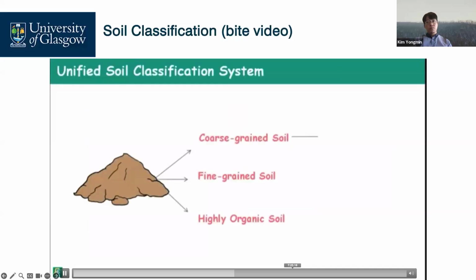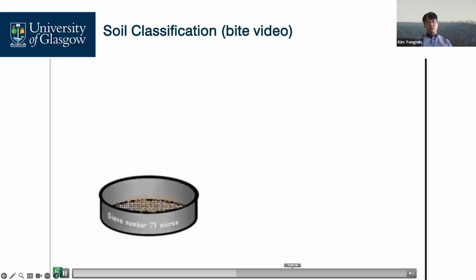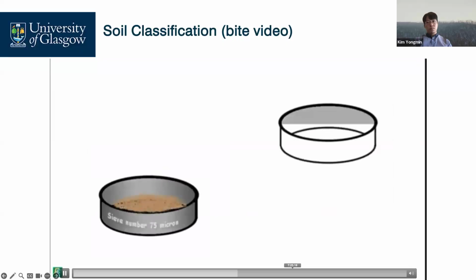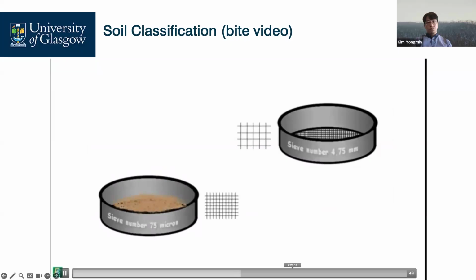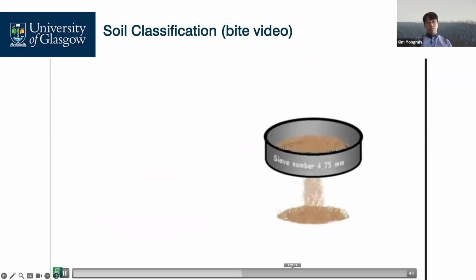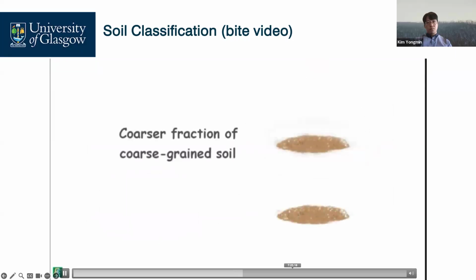Coarse-grained soils are further divided into two categories. We further sieve our obtained coarse-grained soil part using a 4.75 mm sieve. This sieve has larger openings than the one we used earlier. What we are trying to do is to separate the coarser part of the coarse-grained soil from the finer part.